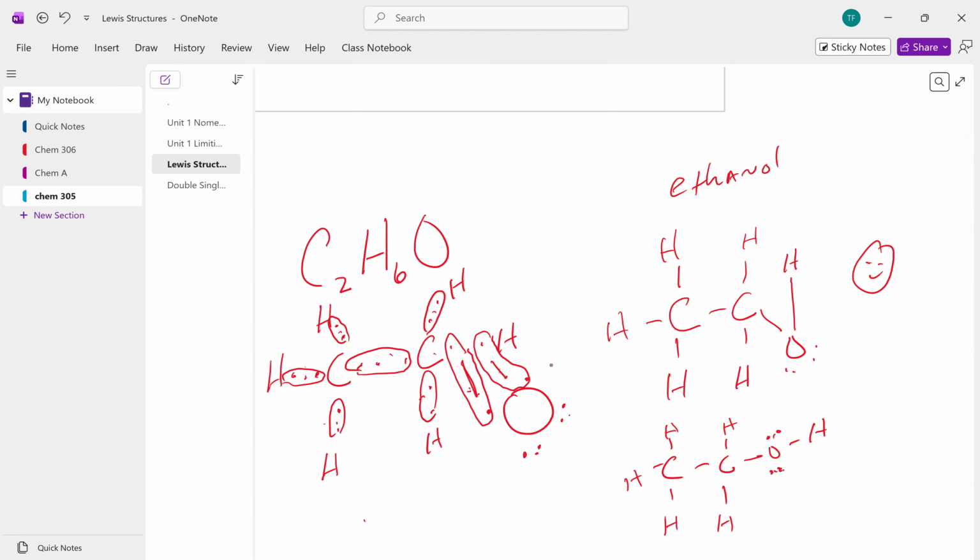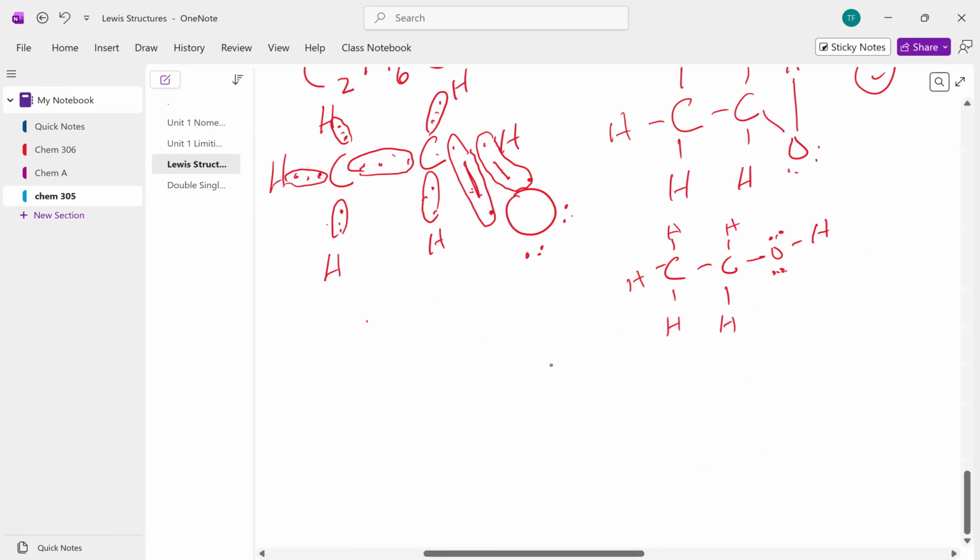Okay, so that's one structure for C2H6O. Let's see if we can come up with another legal structure. I always say in the center to start with, put the atoms with the most singleton electrons, which would be carbon in this case. What if we didn't do that? What if we put oxygen in the middle? Like this.